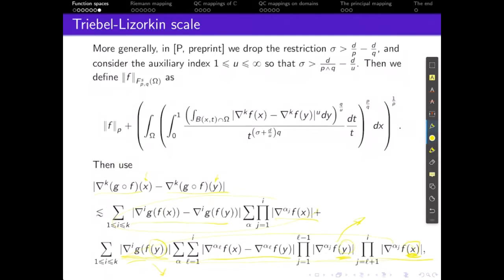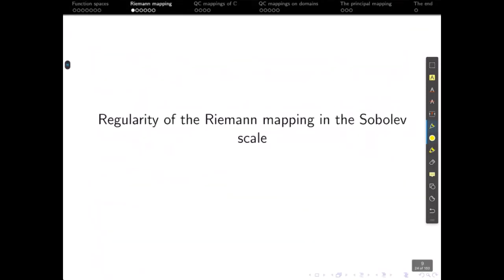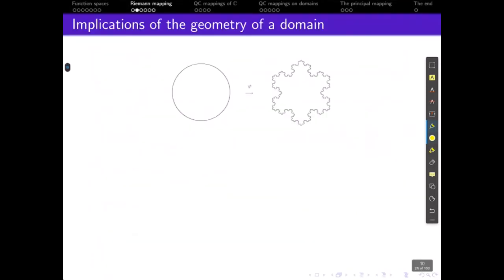Okay, but then you will have to play around subtly, but with exactly the same ideas as before. You can prove also that this composition satisfies that the Triebel-Lizorkin norm is preserved somehow. Okay, that was it for real analysis. Let's go for complex. Sorry for that, but I think I needed to give you this introduction so that we can proceed. Now we will talk about the Riemann mapping in the Sobolev scale.